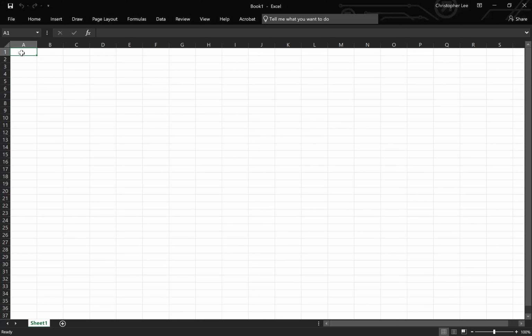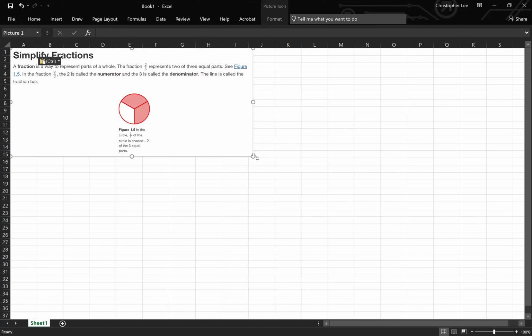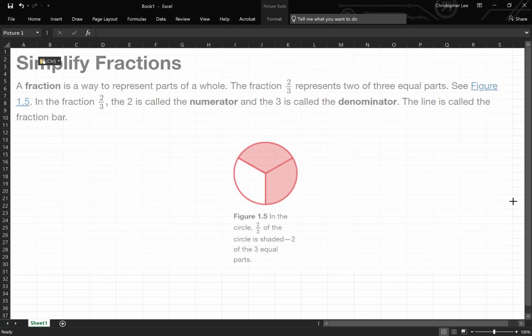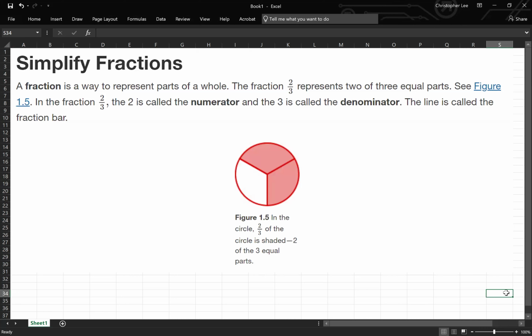So the first thing I'm gonna start off with is nothing complicated. This is called simplifying fractions. A fraction is a way to represent parts of a whole. So the fraction 2 over 3, or 2/3, represents two of three equal parts, as you can see right here with the pie diagram. In the fraction 2/3, the 2 is called the numerator, the number on top, and the 3 is called the denominator, the number on the bottom. Think of the denominator being like everything, and 2 is just what you're looking at or what you want to know. That's like a statistics kind of lingo right there.